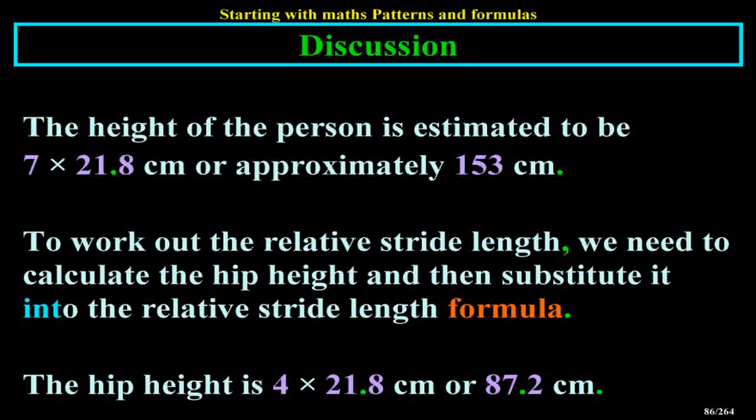To work out the relative stride length, we need to calculate the hip height and then substitute it into the relative stride length formula.